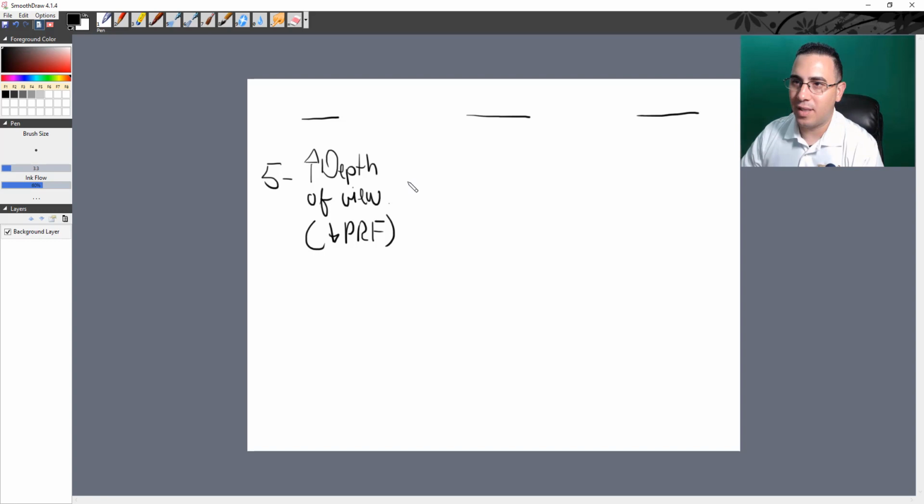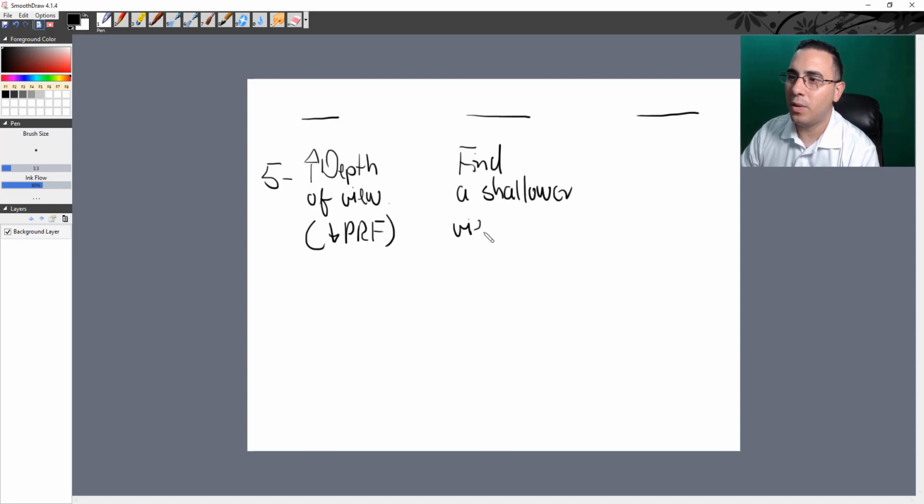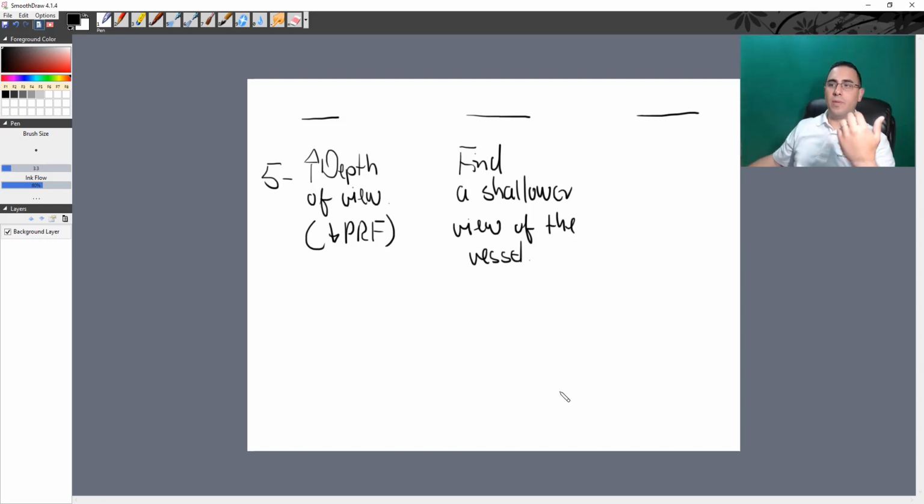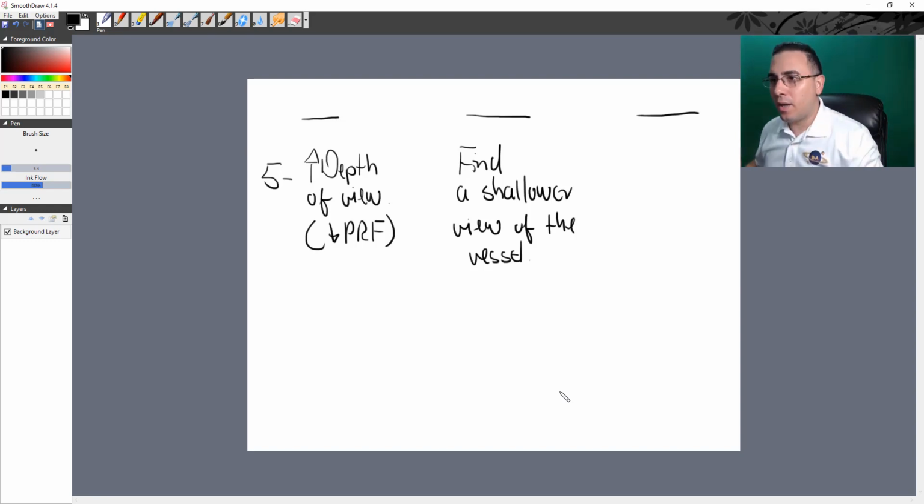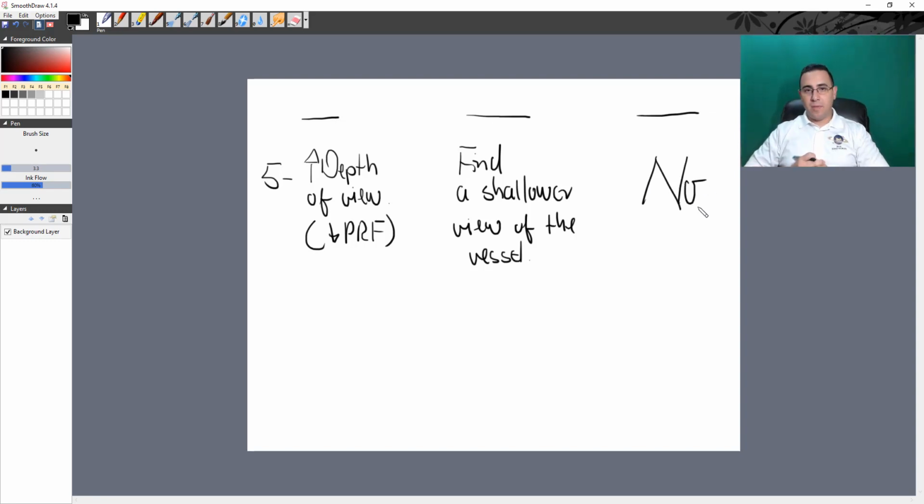So of course, if you want to fix this aliasing because the depth of view is so increased, well, find a shallower view of the vessel. All right, find a shallower view of the vessel. What is the disadvantage of doing this? We have known nothing. If you change the depth of view, congratulations, you're going to have the aliasing gone from your entire picture.